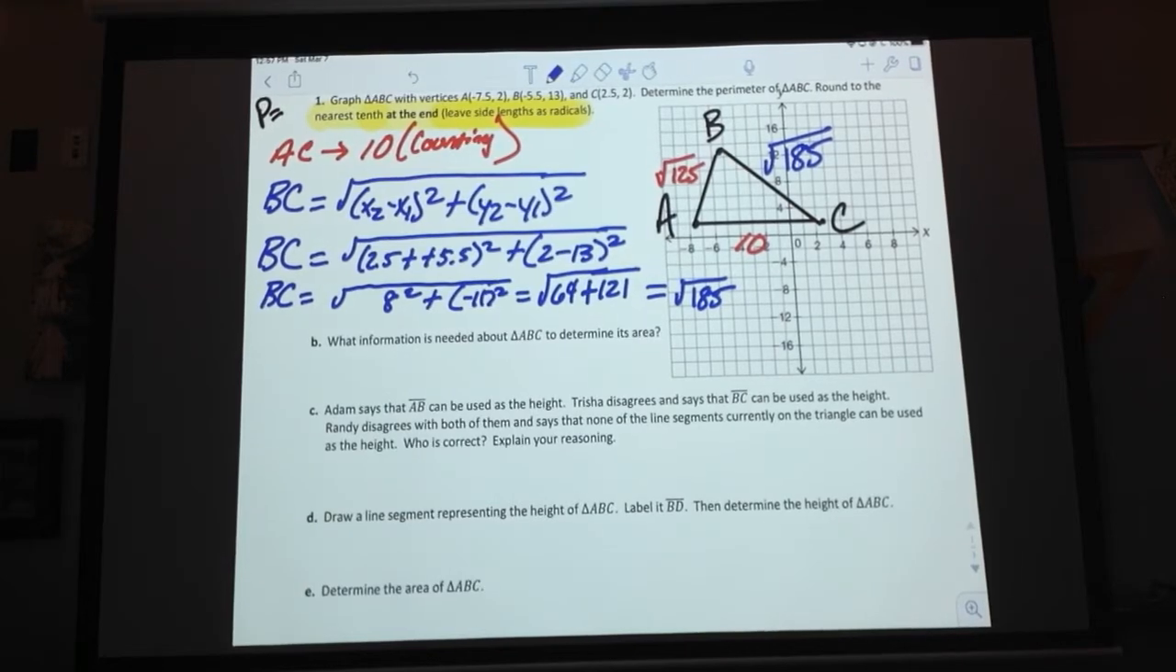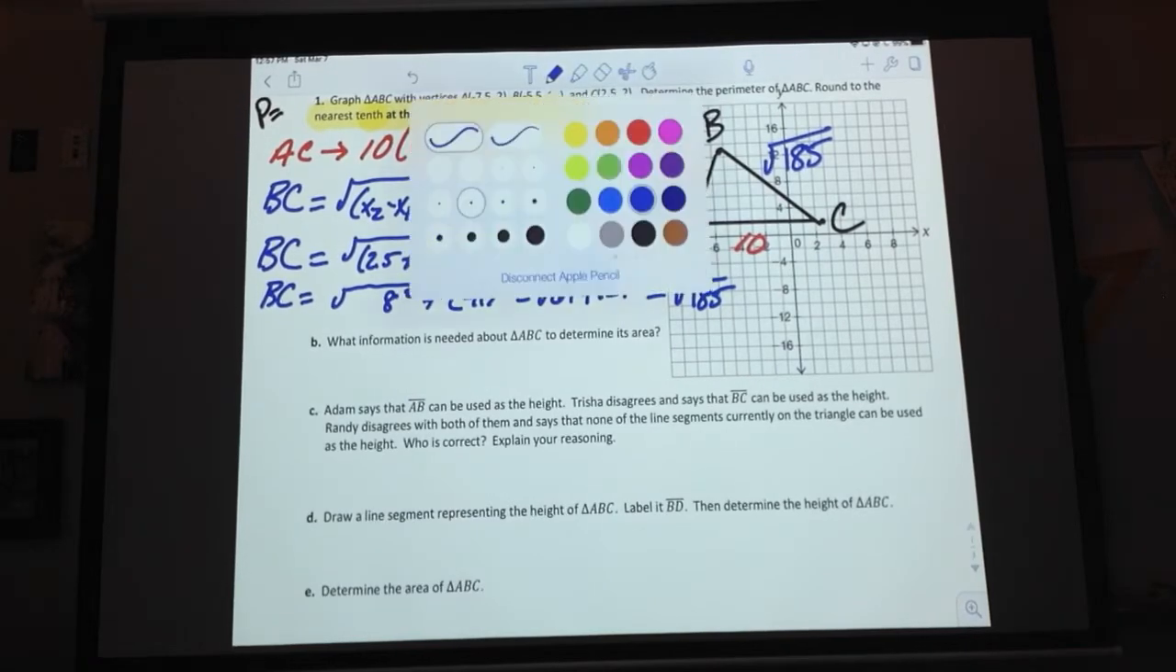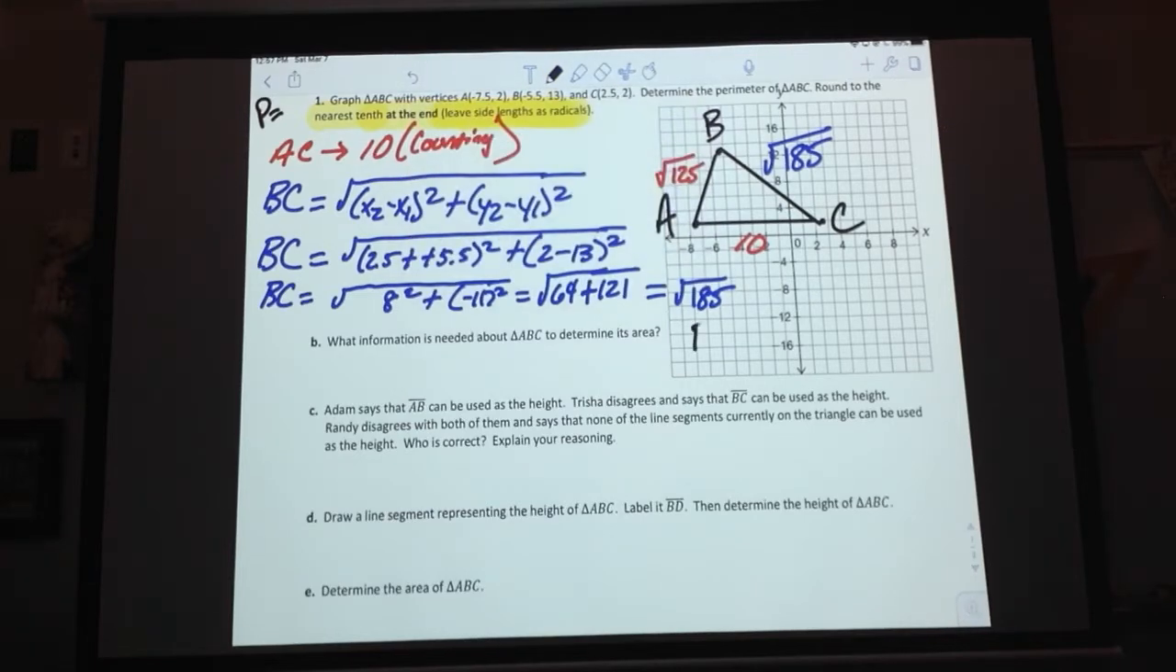All right, so now we can find the perimeter for this. So I can simply take and add these up. So I'm going to add 10 plus the square root of 125 plus the square root of 185. And I can put all of that just that way into my calculator, because it does say that we can round to the nearest tenth. So I don't need to simplify these.